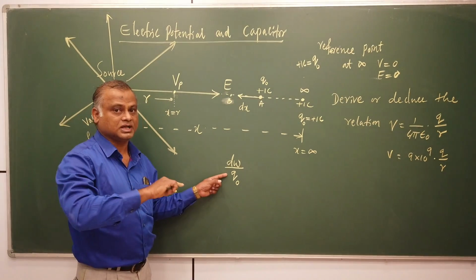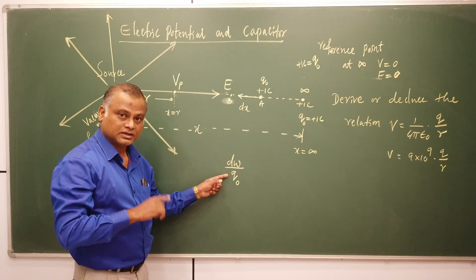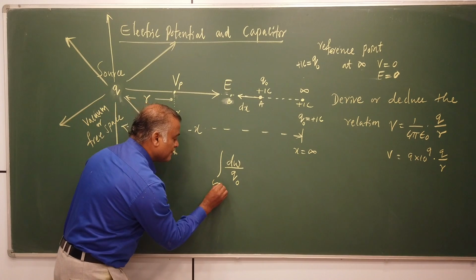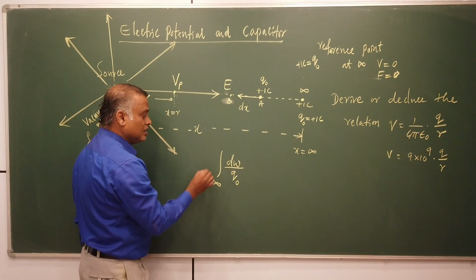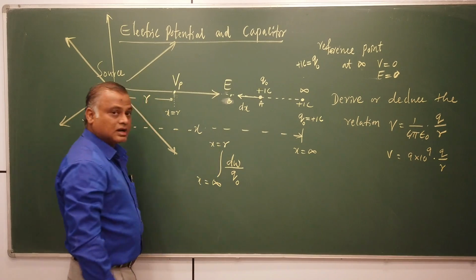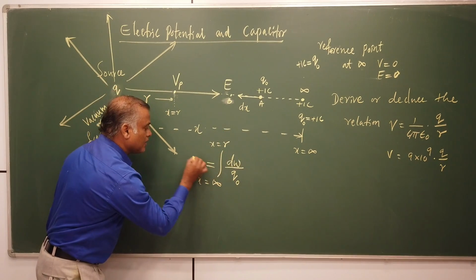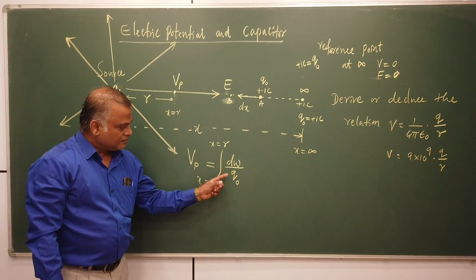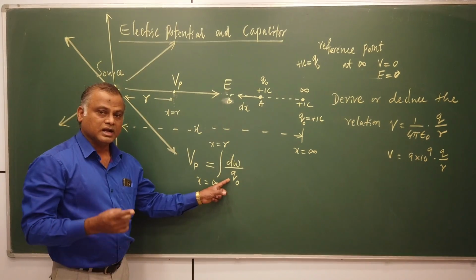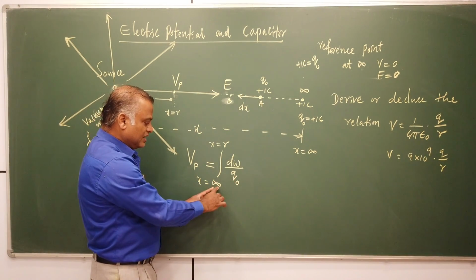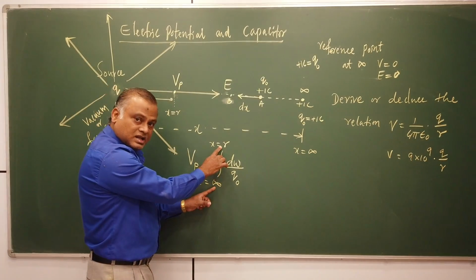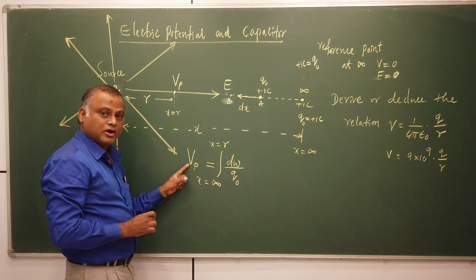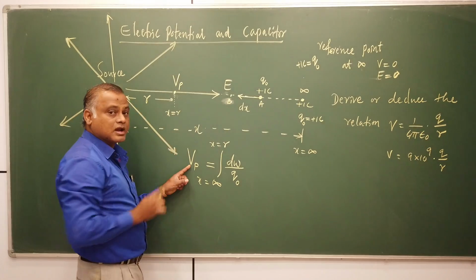Work done per unit charge in transferring it from infinity, that is x equal to infinity, to x equal to R, the point of consideration. This is the definition of electric potential at a point. Work done per unit charge in transferring it from infinity to the point under consideration, against the direction of the electric field, is the potential at a given point in an electric field.